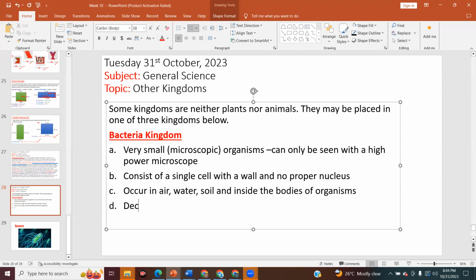So the bacteria help to decompose the bodies, right? They have their function. They have to decompose the bodies of plants and animals. So they help to cause decay, right? Decaying is basically rotten.